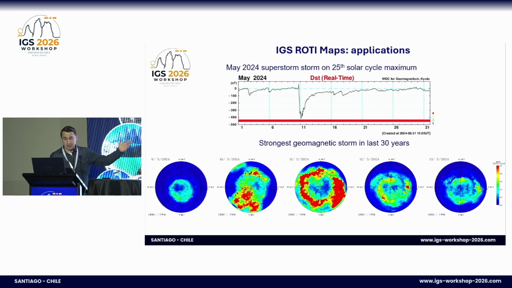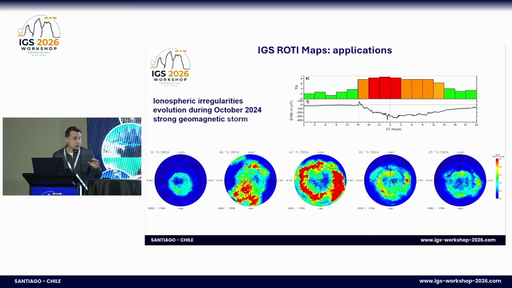It's an interesting case of the May 2024 geomagnetic storm. It's the strongest storm in the last 30 years, and we have irregularities. In fact, it exceeds the irregularities from the standard basic grid. So for the next version of the product, we decided to extend this grid equatorward.